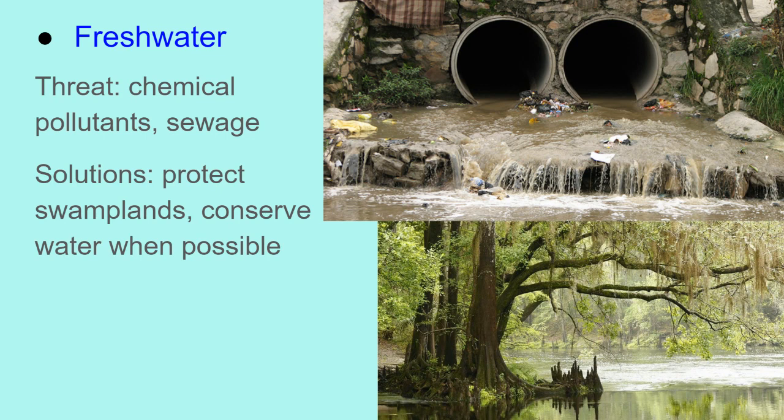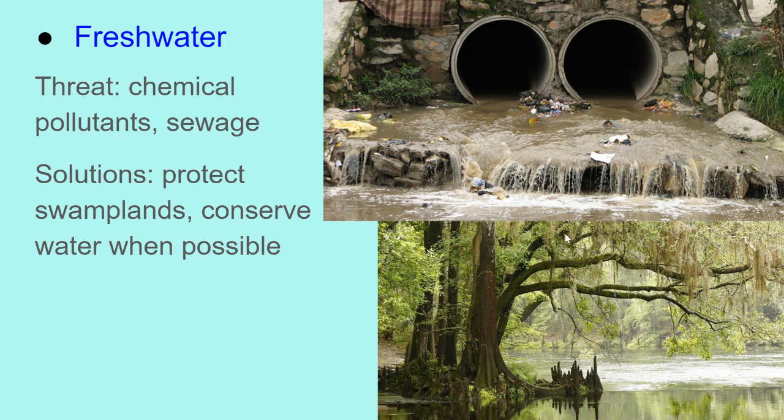Not only could that be sewage, like human waste, that could be plastics and trash like that, but there could also be chemicals being released into the waterway that can damage our ecosystem. Now, a big way that we can protect our freshwater resources is, well, we could stop doing this in the first place. We could clean this up.